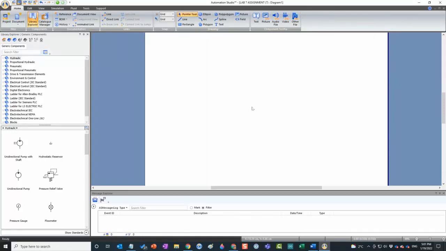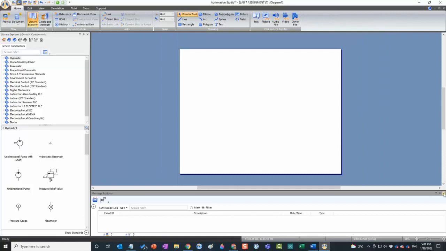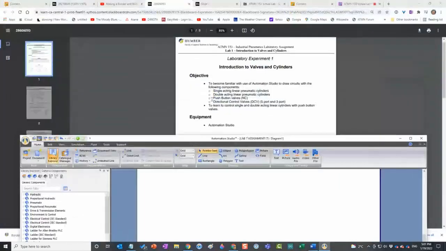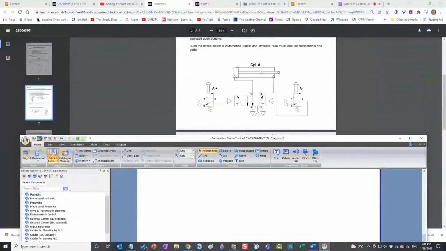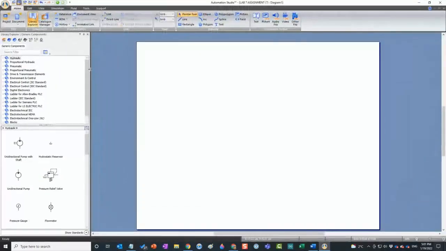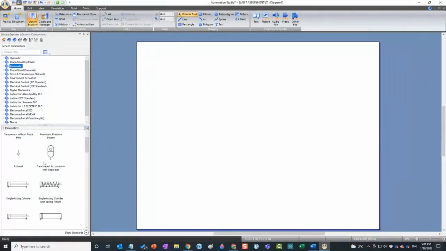So what I have is this empty slate here, and I'm going to build an Automation Studio circuit. I'm going to build this first one here, and I will label all of this. I will copy it and paste it, and I'll do some copying and pasting to help you out. Now, over here on my left side, I'm going to click on Pneumatic.